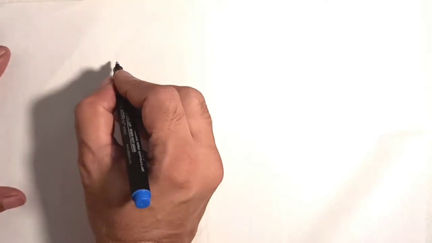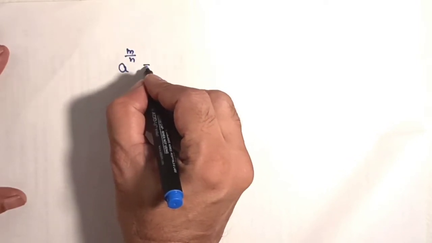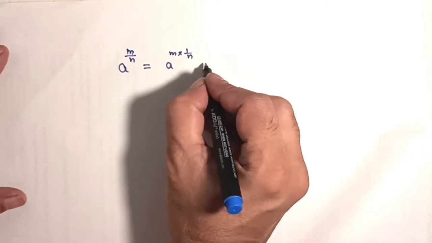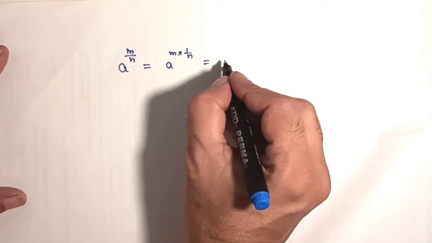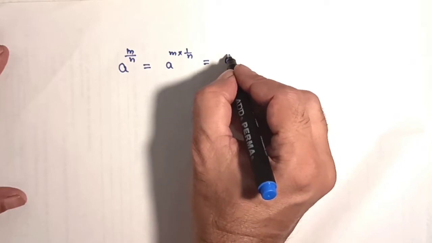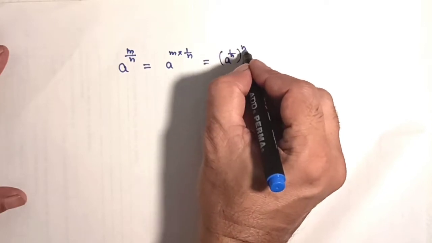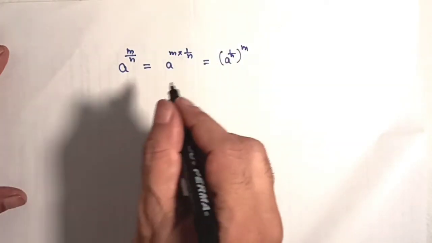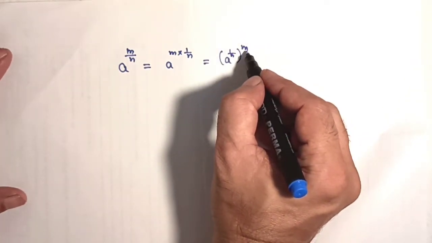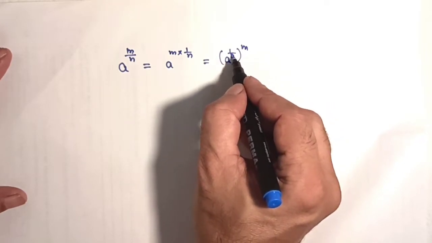Suppose you are having a number a raised to m upon n. This can be written as a raised to m into 1 upon n, and you can write it as a raised to 1 upon n, raised to m. It means that here your index is m and the number is a raised to 1 upon n.